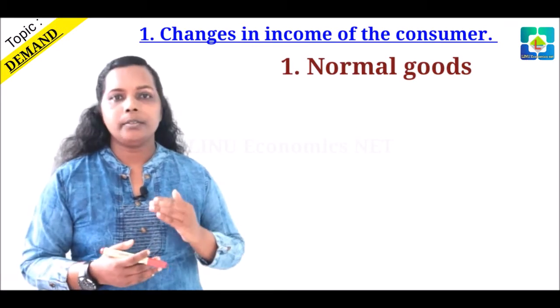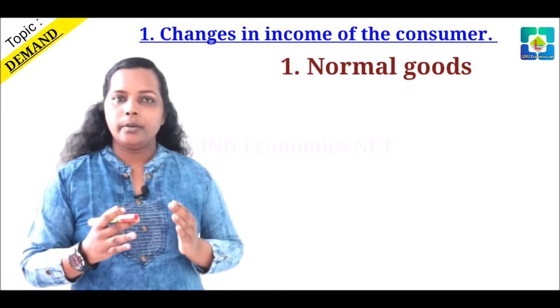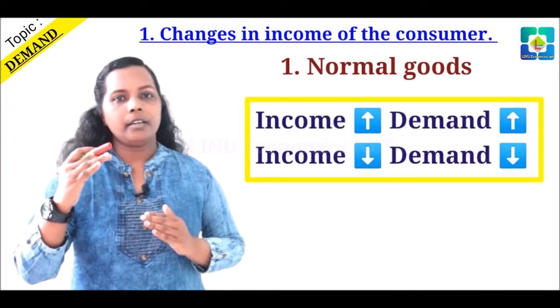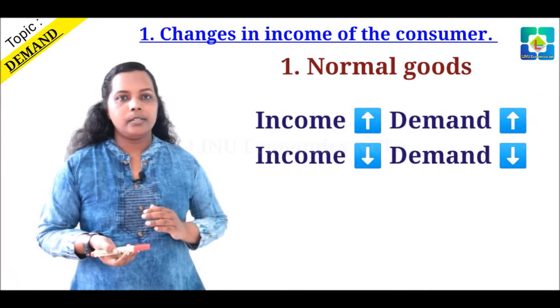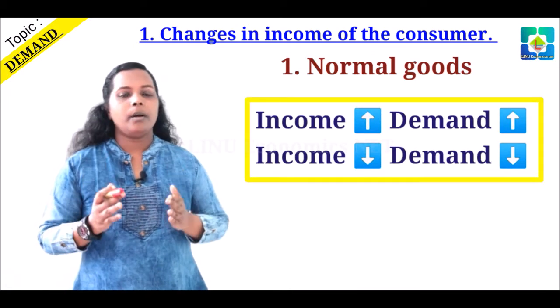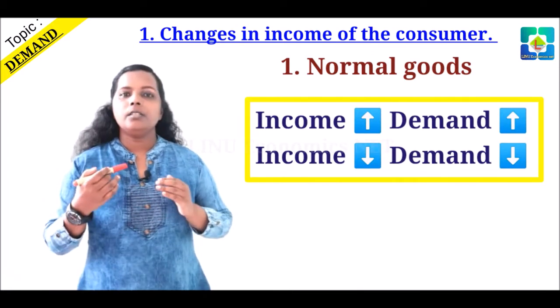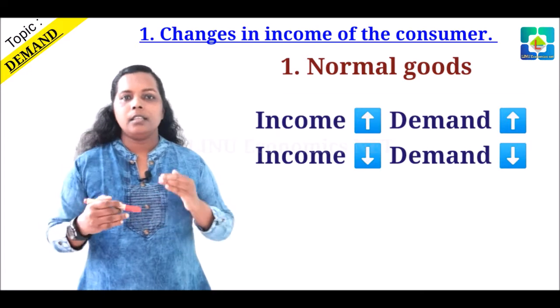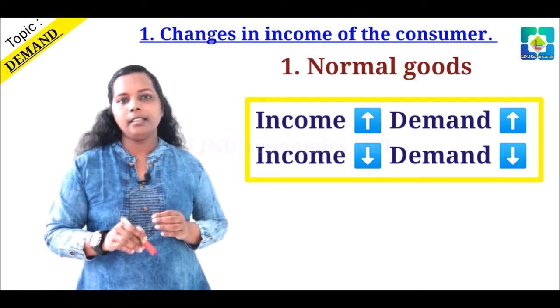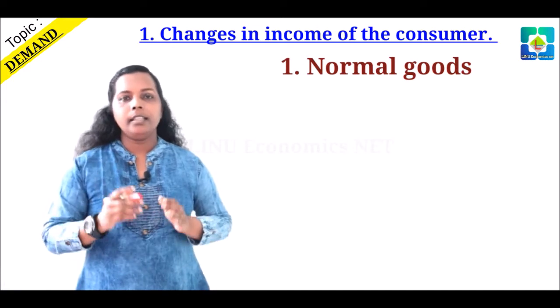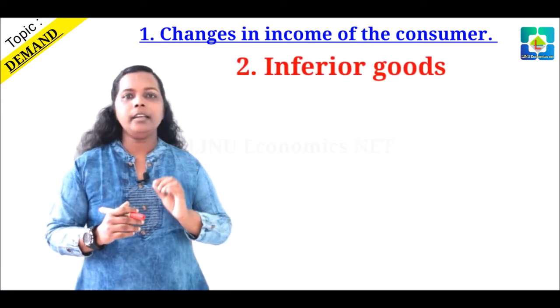What is a normal good? A normal good is a good whose demand will increase when consumers' income increases. Normal goods include clothing, home appliances, etc. So, when the income increases and the demand for a particular good increases, we can identify that it is a normal good. Then what is meant by inferior good?